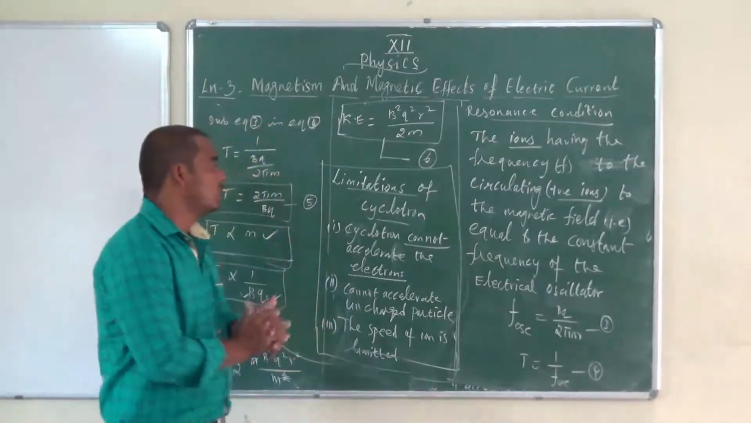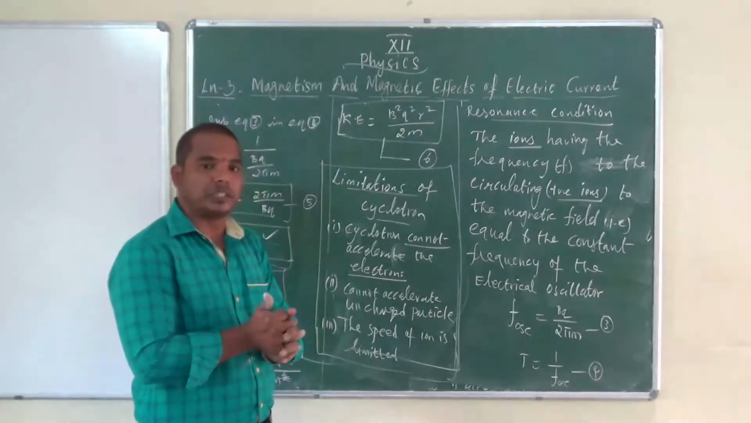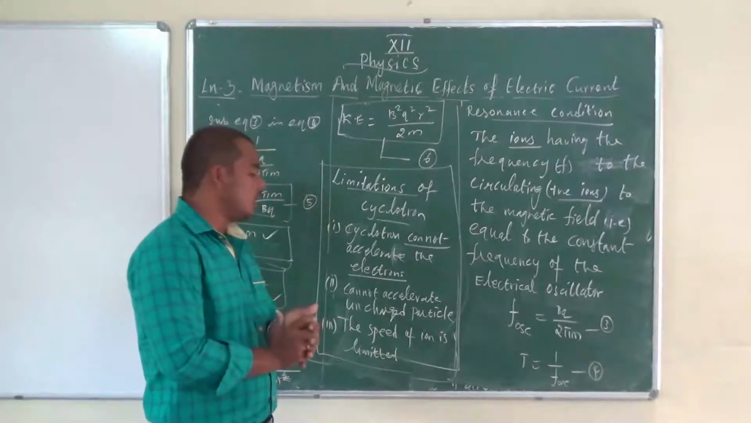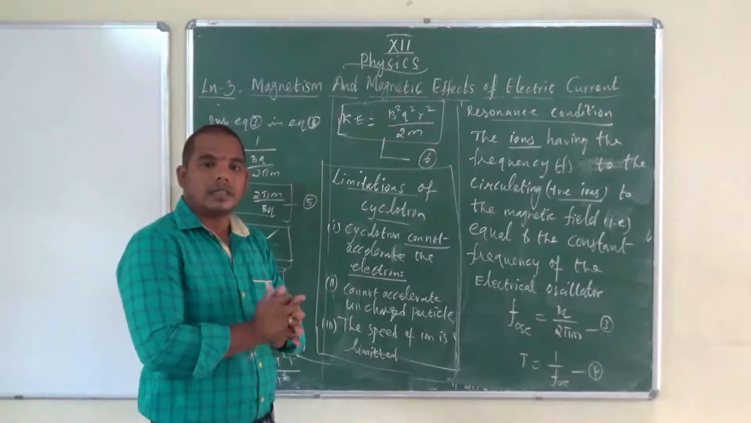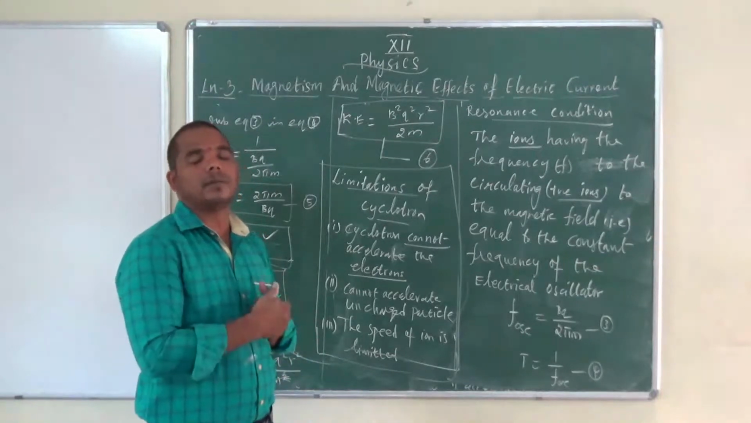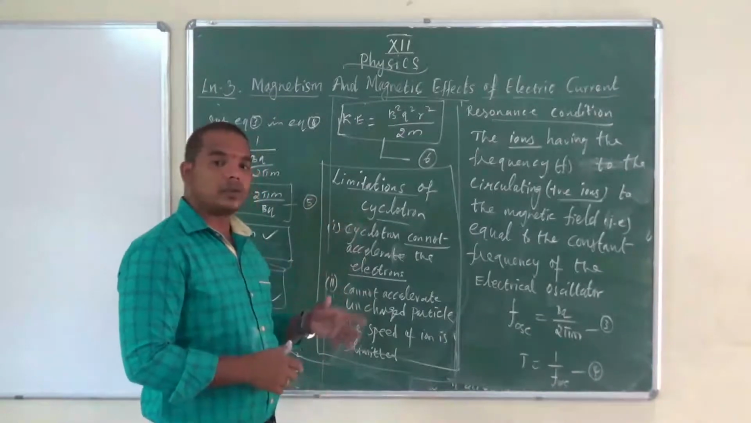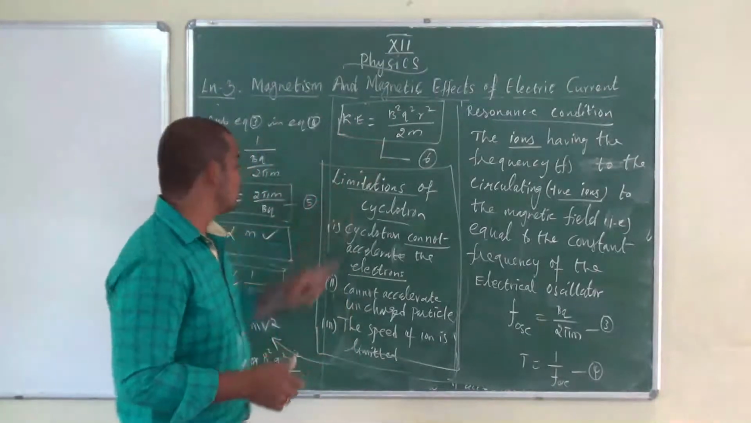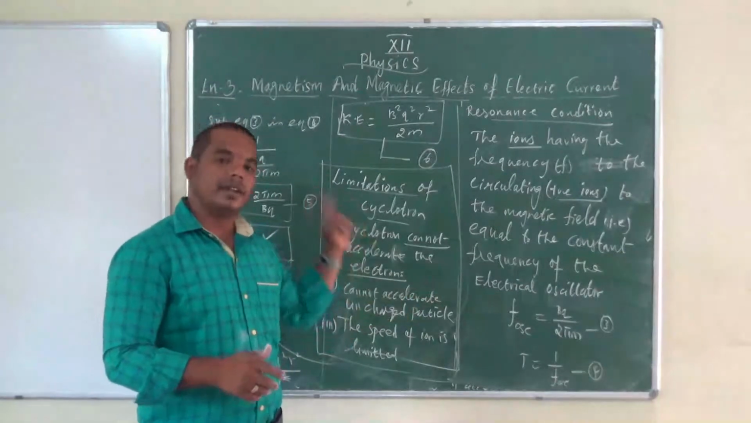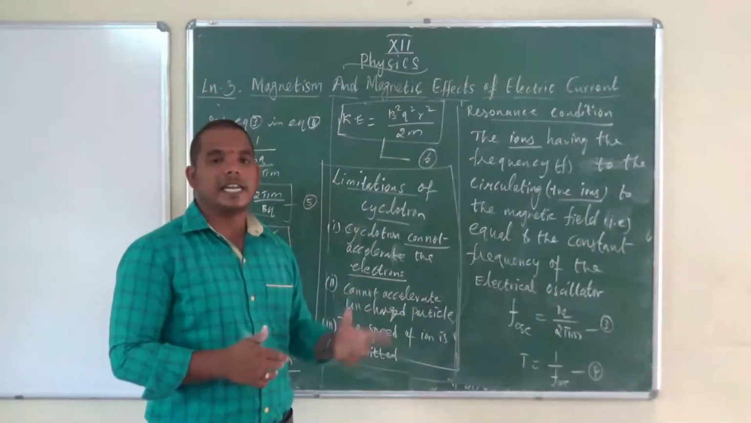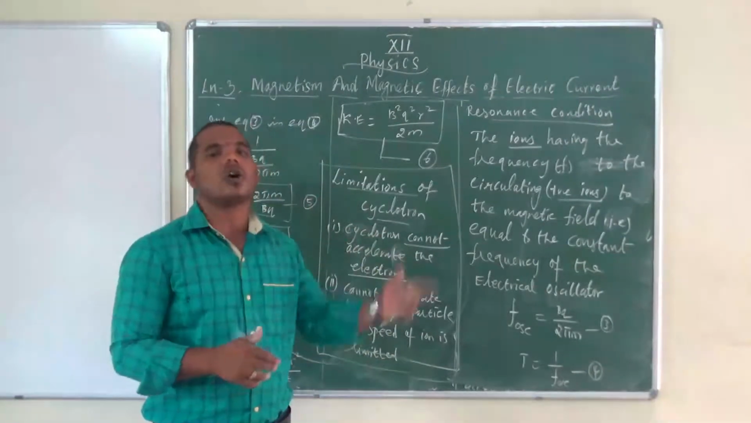What are the limitations? The cyclotron cannot accelerate the electron. The cyclotron cannot accelerate uncharged particles. The speed of the ion in the cyclotron is limited; that means the speed is always limited. This is a very important question, using the kinetic energy equation, the time period equation and the velocity-radius equation. One important point: as the velocity of the particle increases, the radius also increases.